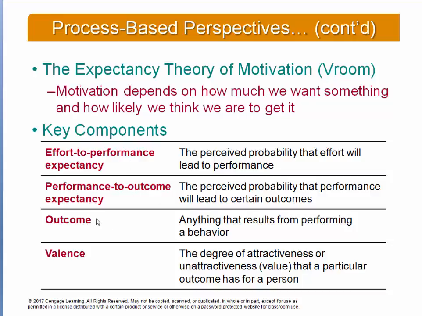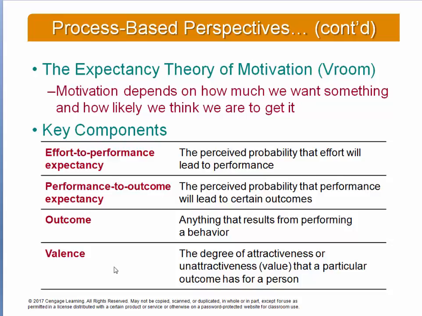And then this is key. Valence has to be there, so it's the degree of attractiveness or unattractiveness that a particular outcome has. So effort leads to performance, performance will lead to an outcome, and that outcome must have valence, which is to say it must have value to me, the person being motivated, right? And I stress the "to me" part, the person being motivated, because often that's a key component that's missing. So if any of these components aren't there, you're not motivated, or the person isn't motivated.